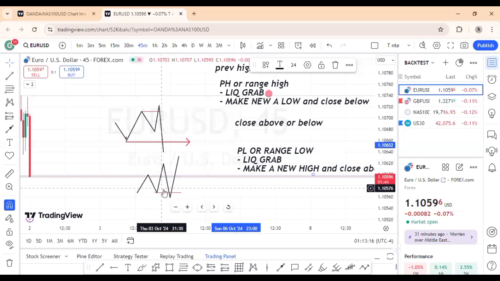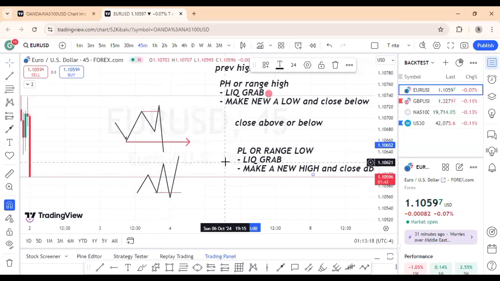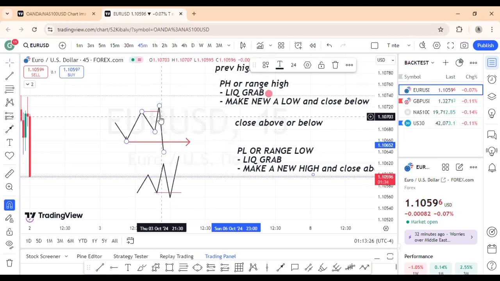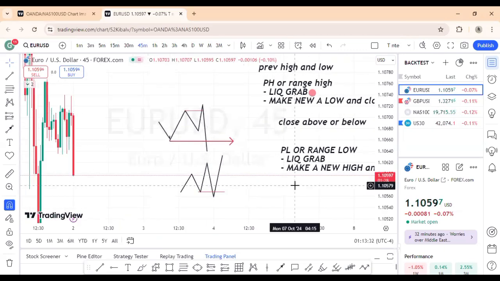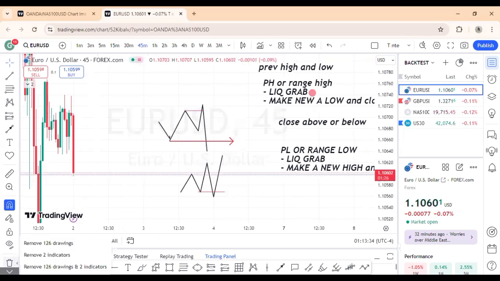But this liquidity grab doesn't require a closing. It doesn't need to close. It can just be a long wick, it can just be a very sharp push. As long as price pushed above that liquidity spot, then we can classify that as what? A takeout of liquidity.